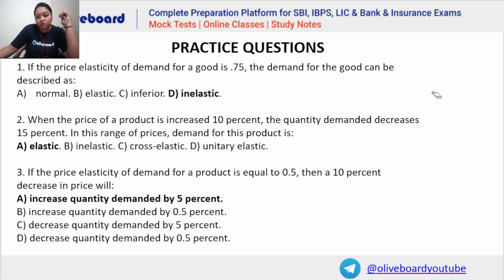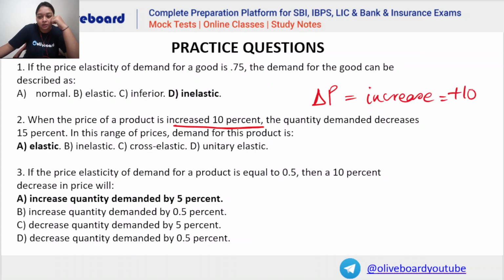They might give you some value and they might ask you what kind of elasticity is this, or what kind of slope does this demand will have, or something like that. So it is very important to know application based level of questions, okay? When the price of a product is increased by 10%, so the change in price is increase, okay, by 10%, so plus 10%. The quantity demanded decreases by, so the change in quantity is minus 15%. In this range of prices, demand for the product is.